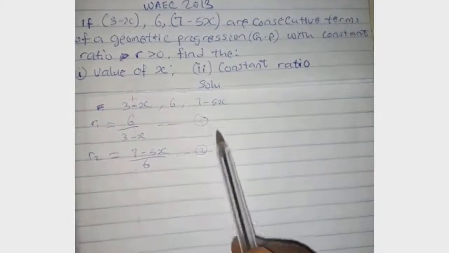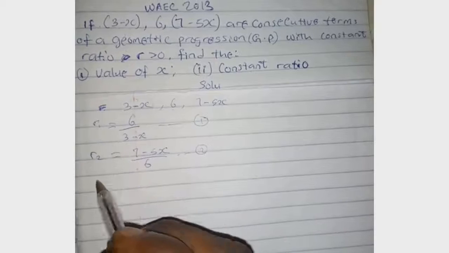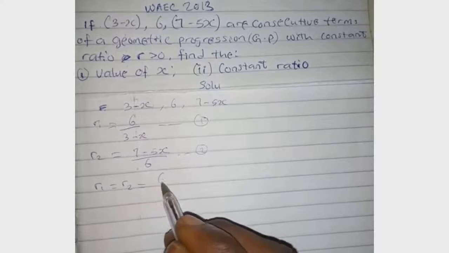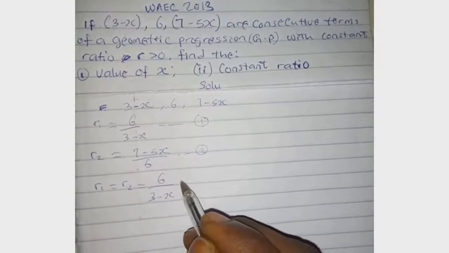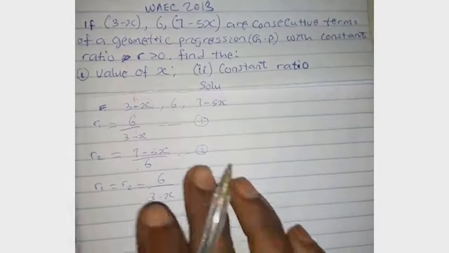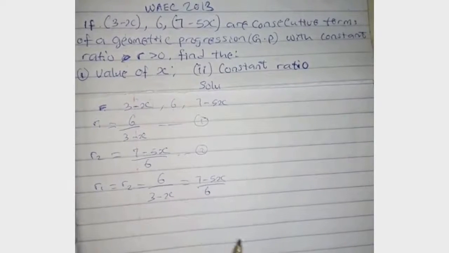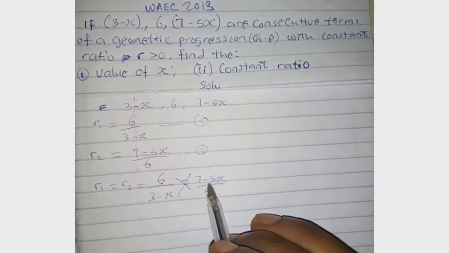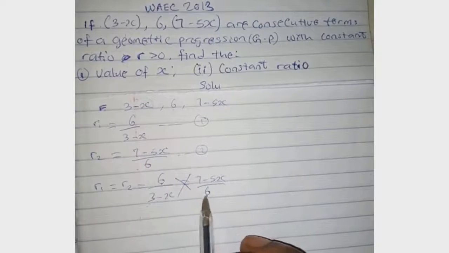To get the value of s, you have to equate these two equations. So ratio 1 is equal to ratio 2. Therefore, 6 over 3 minus s equals 7 minus 5s over 6. Since we are working towards s, and both sides are fractions separated by an equal sign, we cross multiply. So it will be 6 times 6 on one side, and 3 minus s times 7 minus 5s on the other.